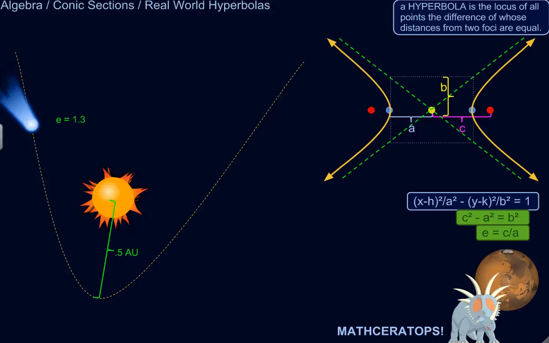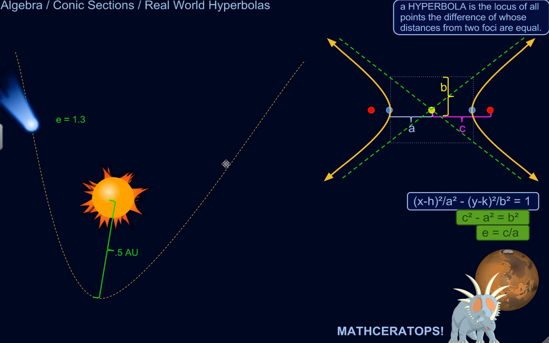Alright, so I want to show you a real world example of a hyperbola, one of the conic sections. Here's a diagram of a hyperbola. The definition of a hyperbola is the locus of all points, the difference of whose distances from two foci are equal.